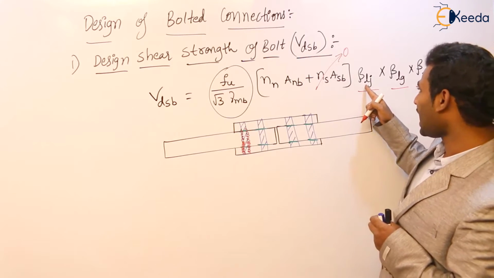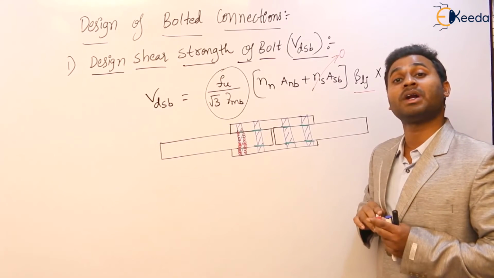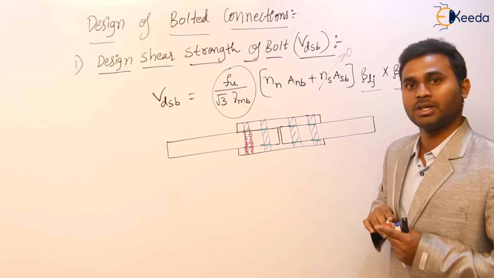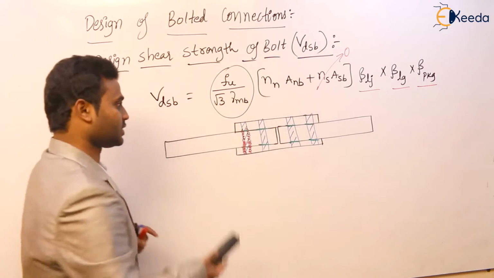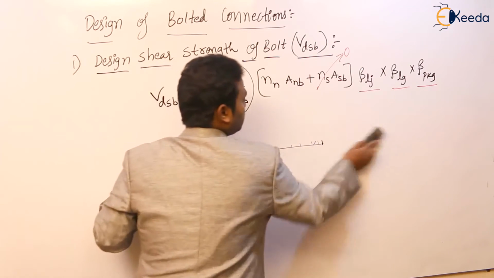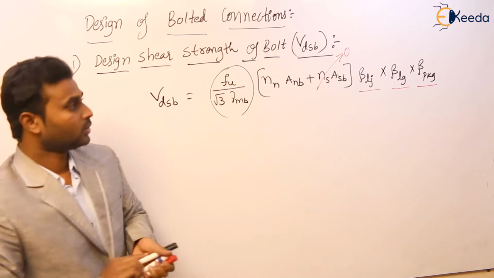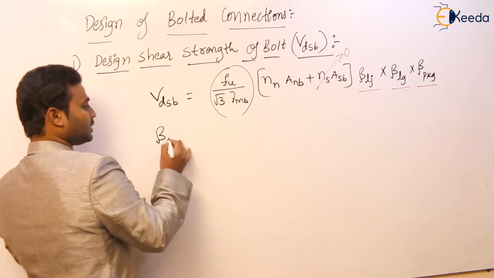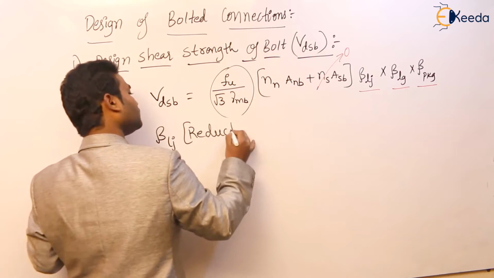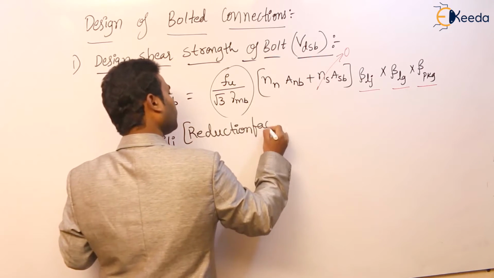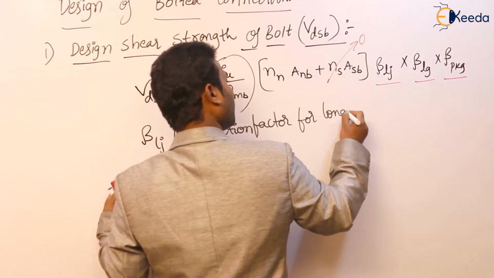So now beta suffix Lj, or beta Lj. What is meant by beta Lj? Beta Lj is nothing but the reduction factor for long joint. So what are those factors? Let us see. All these are reduction factors. So first, I'm going to rub this. Beta Lj is nothing but the reduction factor for long joint.